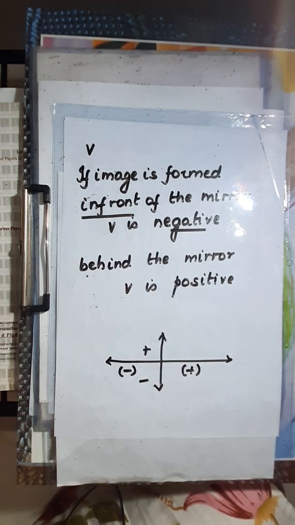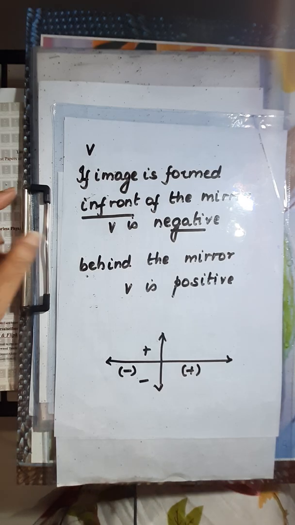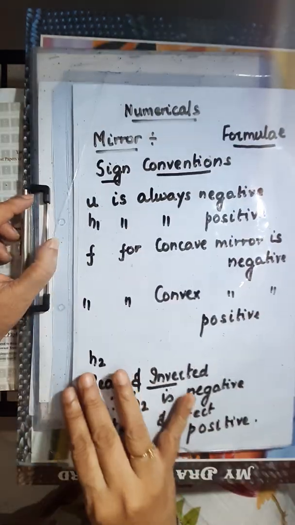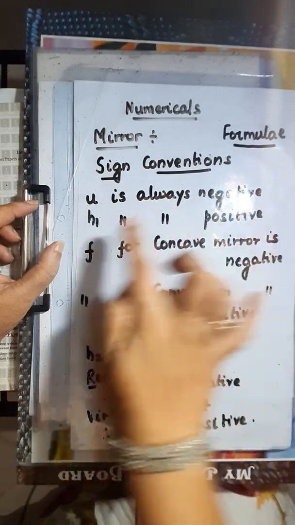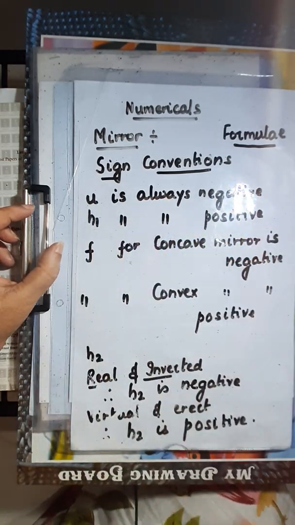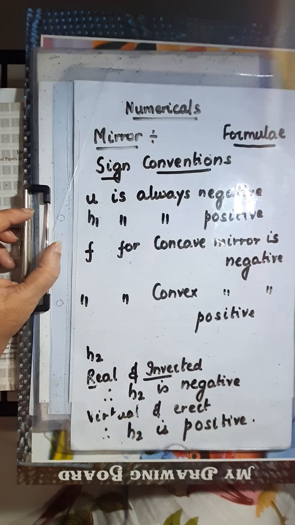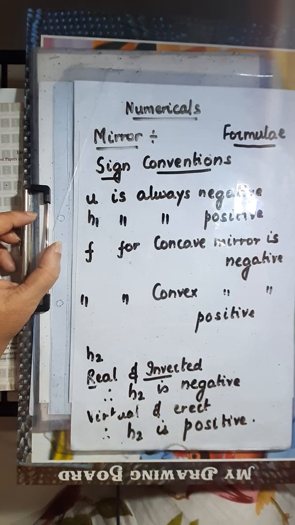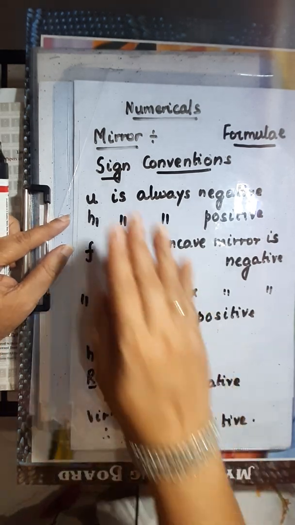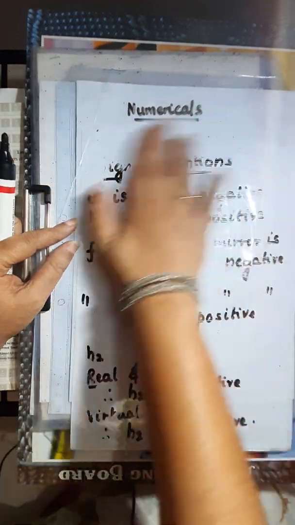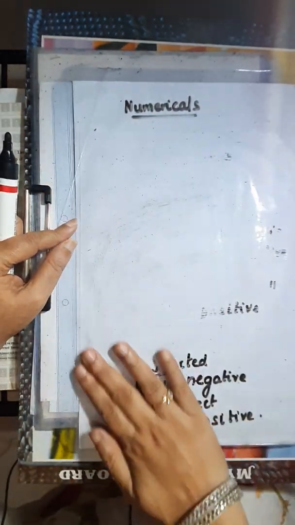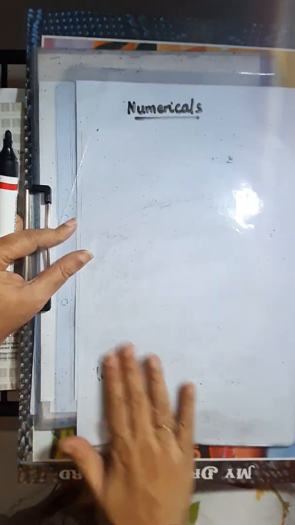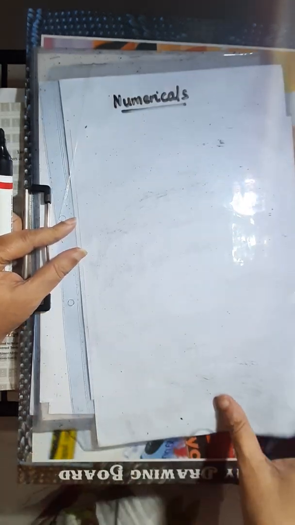Is that clear? So once we remember this, we are able to solve. u is always negative, h1 is always positive. f for a concave mirror is negative, f for a convex mirror is positive. If it is a real image, h2 is negative. If it is a virtual image, h2 is positive. Is that clear? Let's work out the examples.